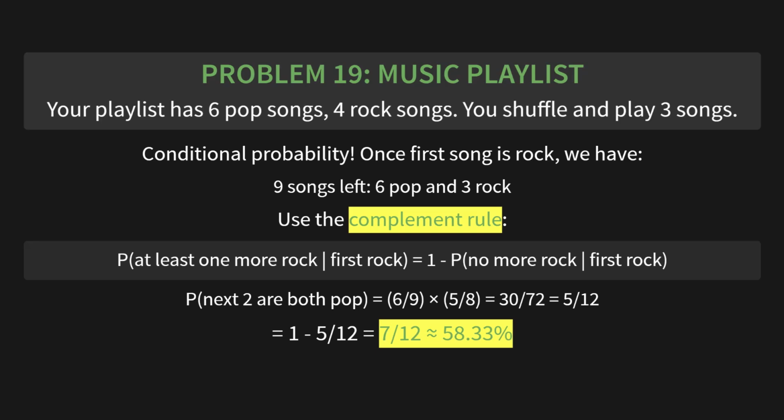Here's what's beautiful. That first rock song completely changed our probability landscape. We went from a 40% rock playlist to a 58% chance of more rock. Conditional probability doesn't just update numbers, it transforms the entire sample space.